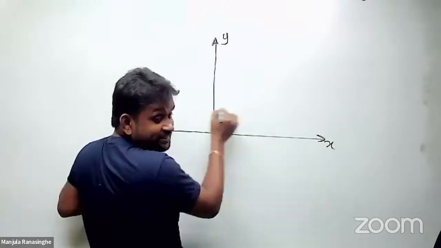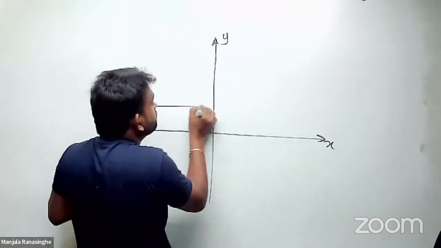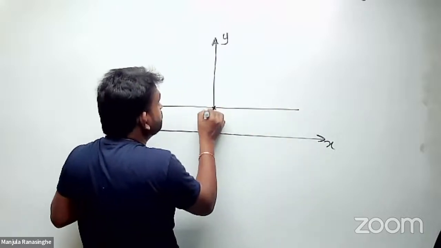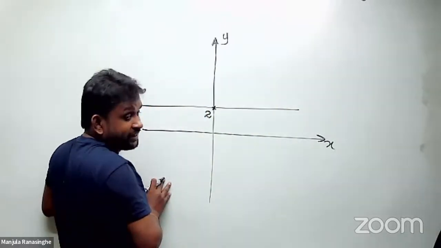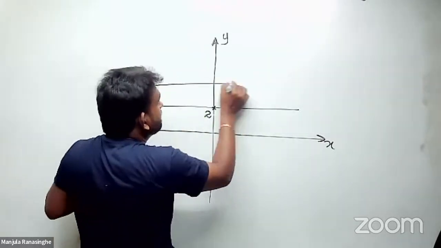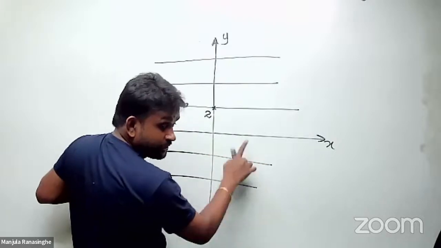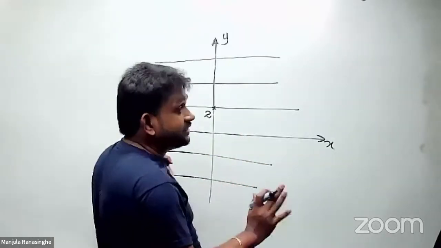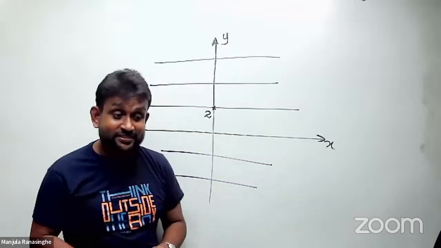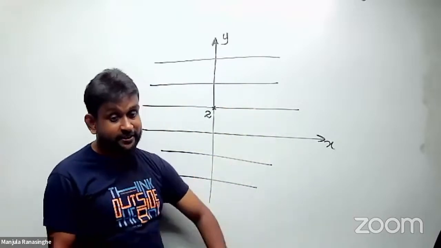If there is no inclination, no angle with the x axis, it means the line is parallel to the x axis. So with the x axis the angle is 0. The line which is parallel to the x axis has 0 gradient. A line like this is what a 0 gradient means.